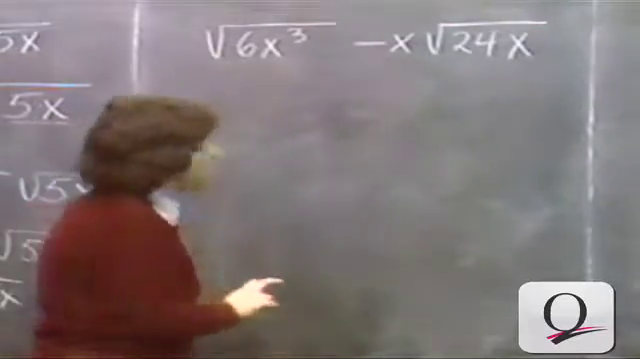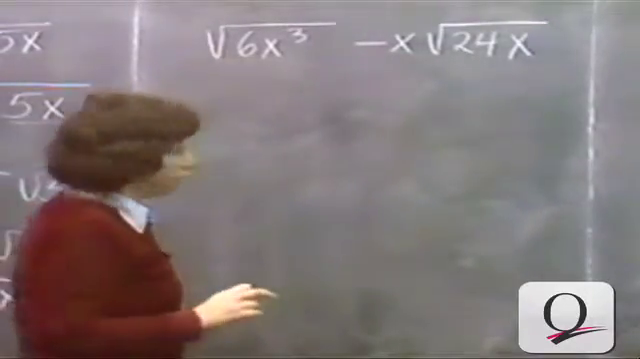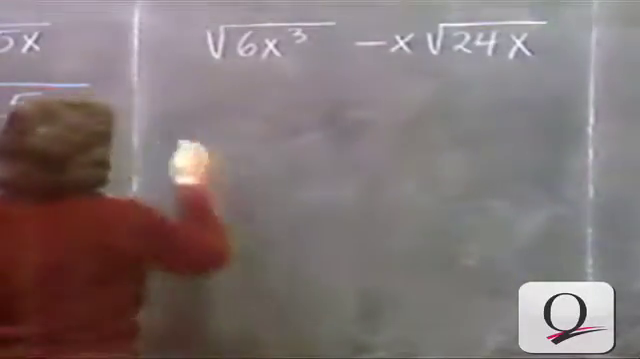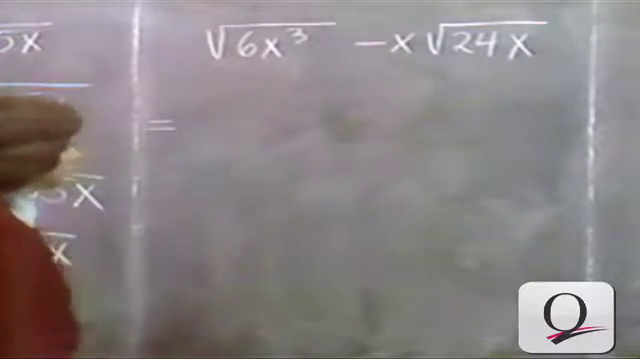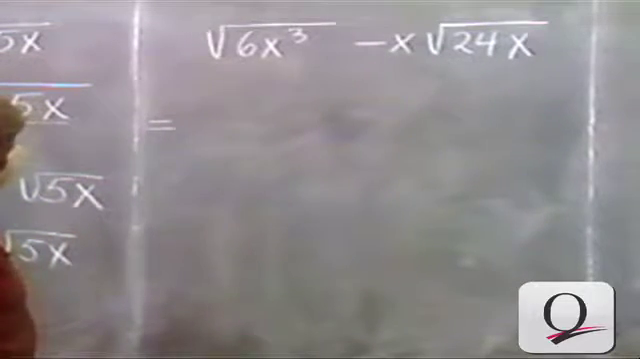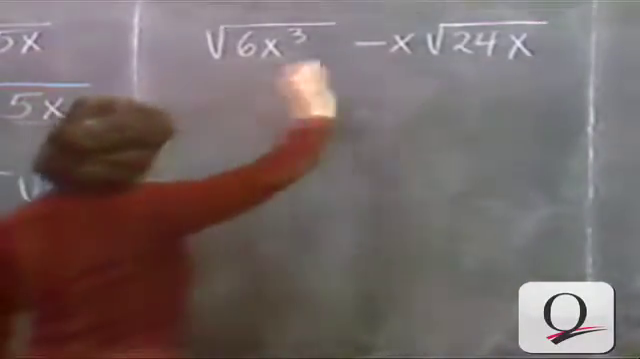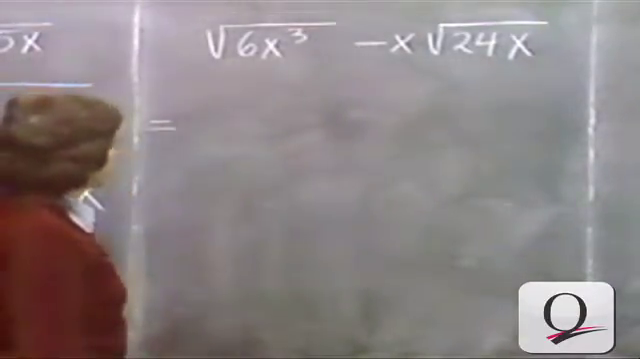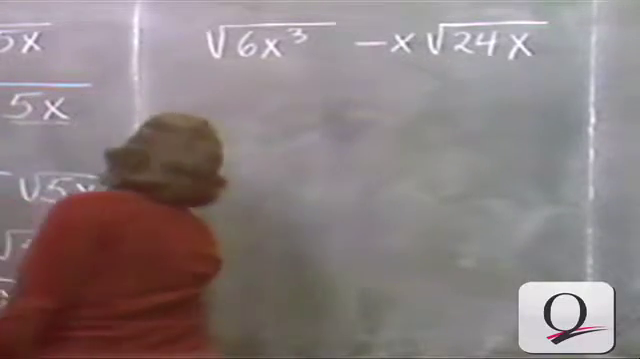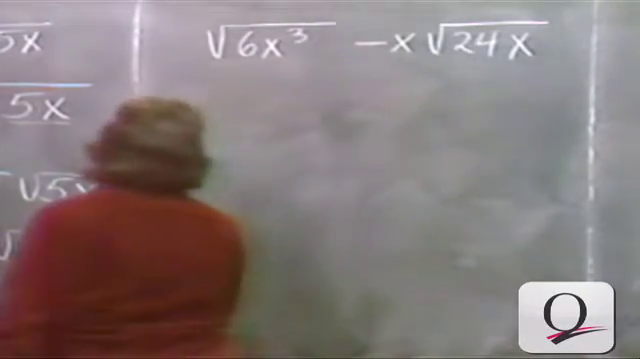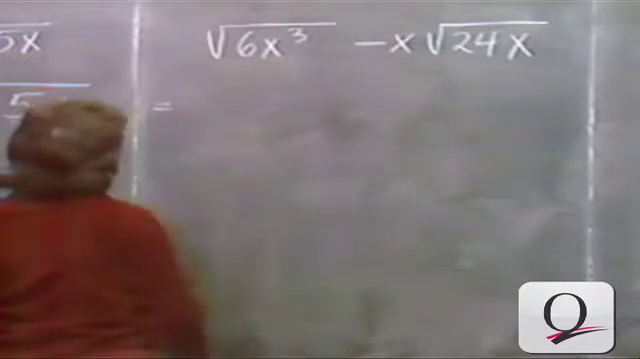Okay, if you want to try this problem on your own, you can shut off the videotape machine and turn it back on when you've finished. Okay, the square root of 6x cubed. We would like to put, of course, both of these terms into simplest radical form, and then we're going to try to combine. So the square root of 6x cubed, let's see, we want a perfect square factor of 6x cubed.